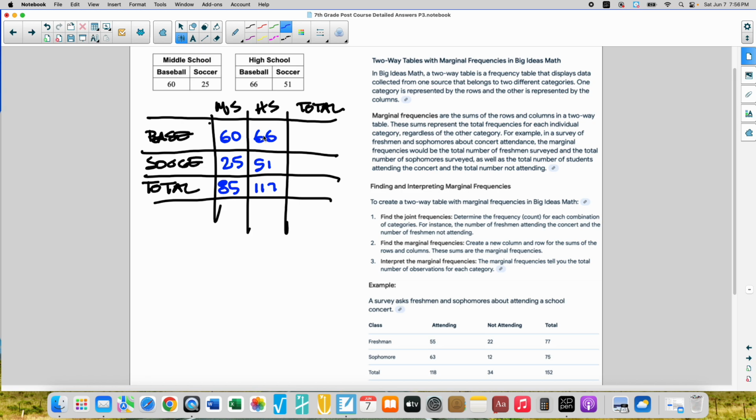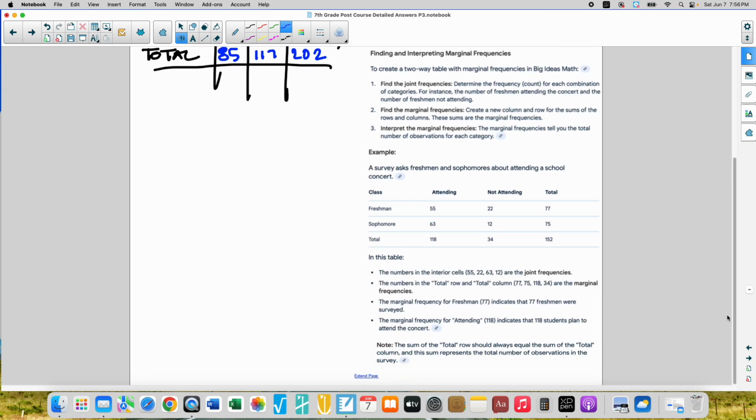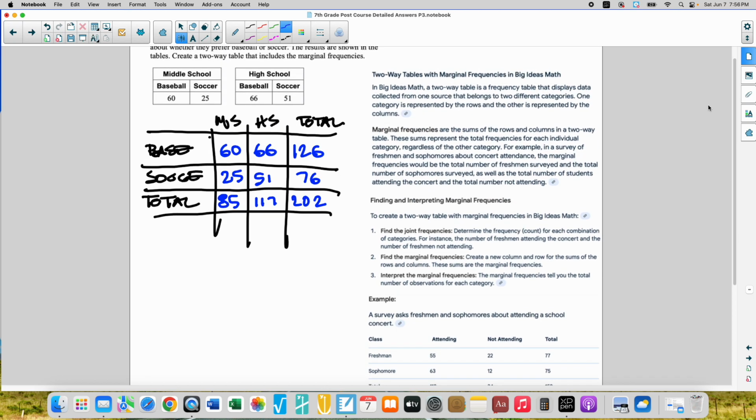And then you have to total these up. So that's going to give you 126. That's going to give you 76. And notice if we add these two together and add these two together, we better get the same total. So that's 126 plus 76, which is 202, and if we add these two, 85 plus 117, that's also 202. And that's the important component. That little note: the sum of the total row should always equal the sum of the total column. And these sums represent the total number of observations in the survey. So those sums represent the total number of students.